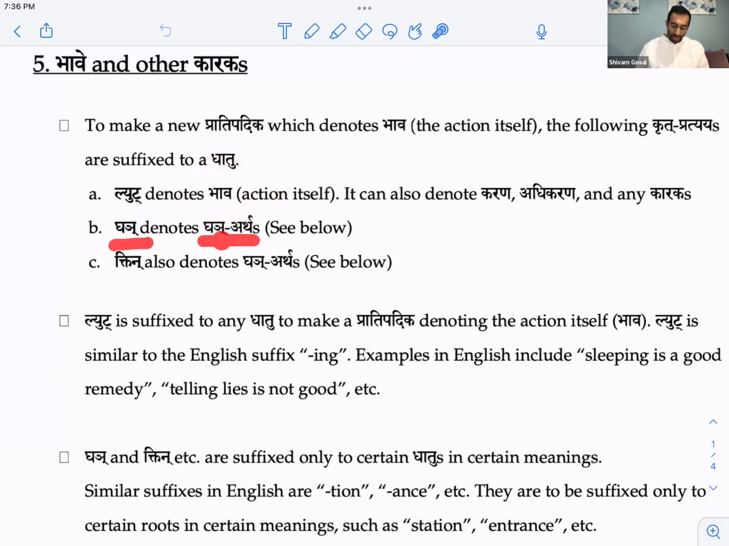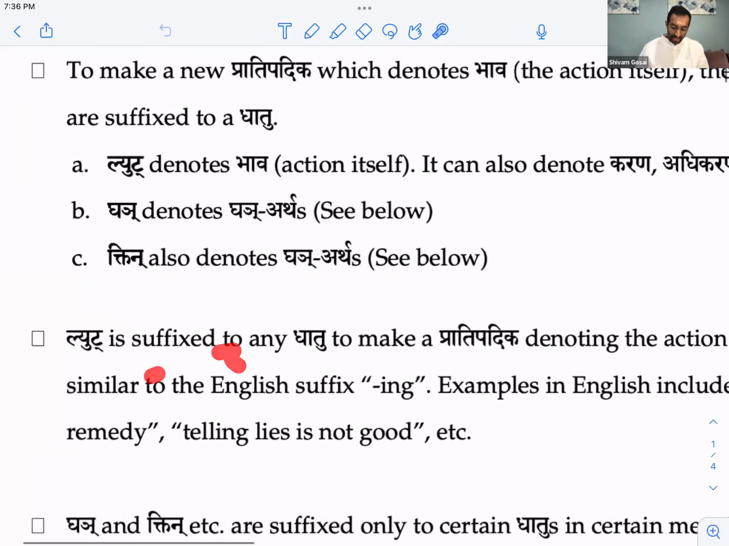Ghan, we'll see more about ghan, yat and ktin. So these are the three main ones: lyut, ghan, and ktin. This is ktin. The way it's written, sometimes it can look different.